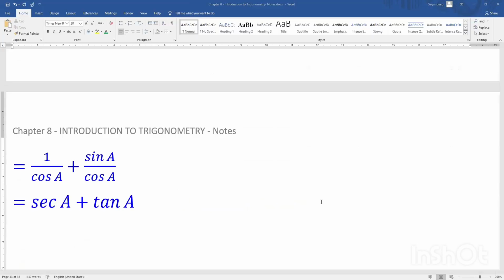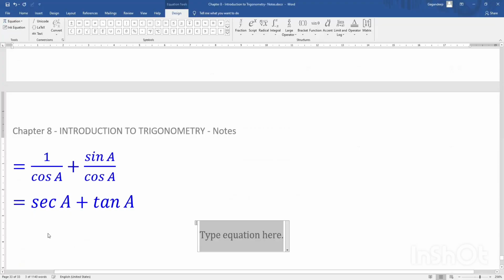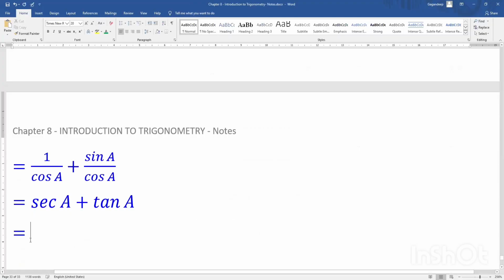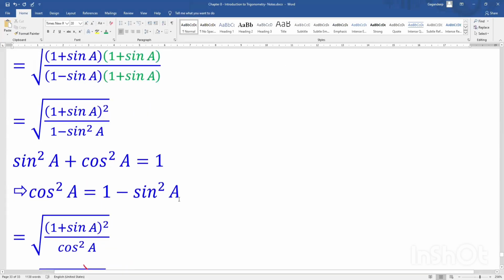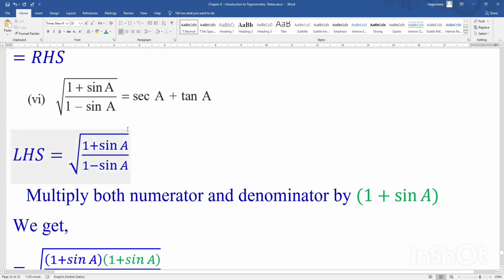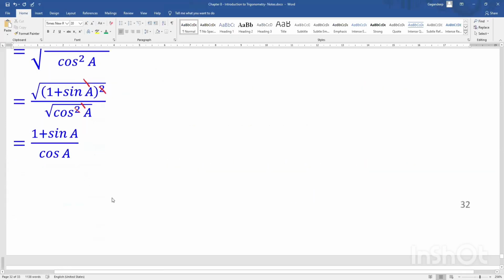So this is nothing but equal to the RHS. So that is our answer. We started from the LHS and we got the RHS. Hence proved.